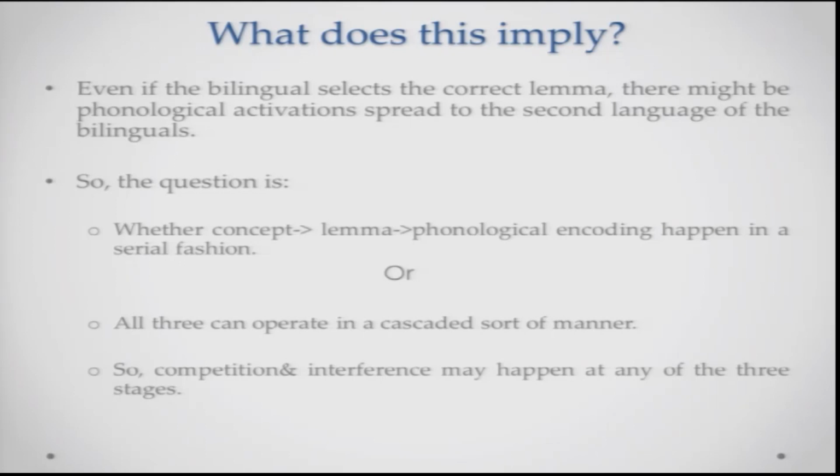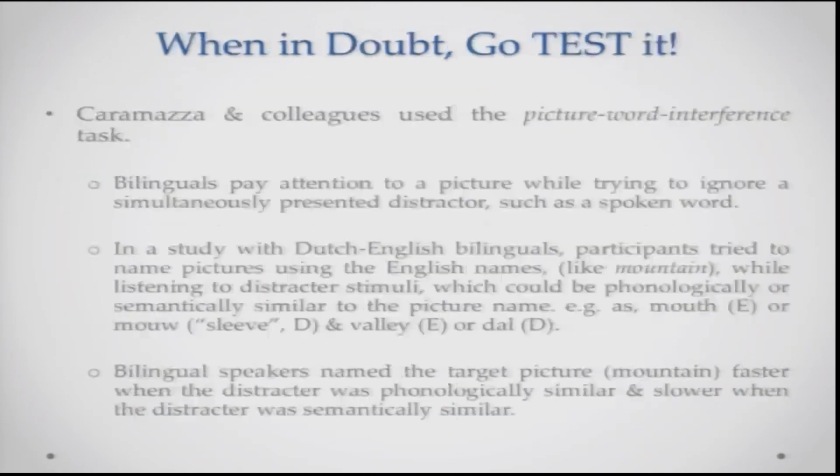Even if the bilingual selects the correct lemma, there might be phonological activations spread to the second language of the bilingual. So, what happens is, whether this concept, lemma, phonological encoding is happening in a serial fashion, or all three can be operating at the same point in a cascaded sort of a manner. Cascaded is basically activation at one level will inspire activation at all the other levels. So, then you have that competition and interference might happen at any of the three levels.